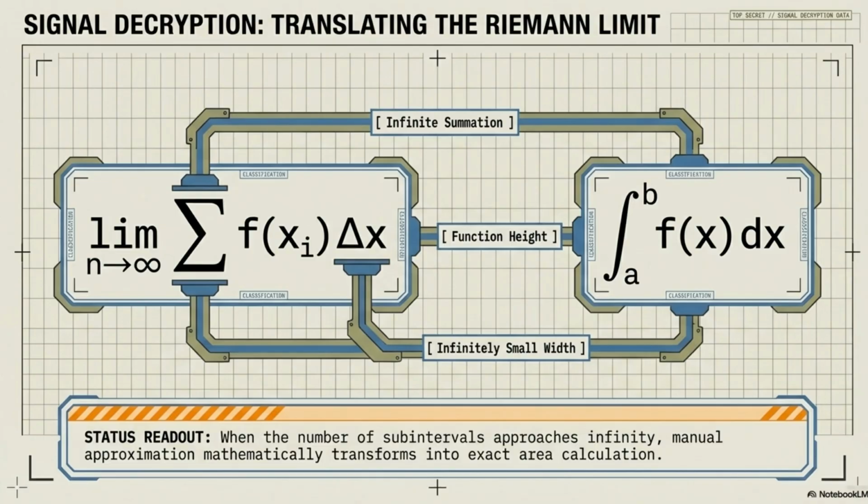Next is signal decryption. You must know how to translate a Riemann limit. When the number of subintervals approaches infinity, the limit of an infinite summation mathematically transforms into the exact area calculation of a definite integral. A successful agent can seamlessly break down this complex limit expression into its familiar integral components.